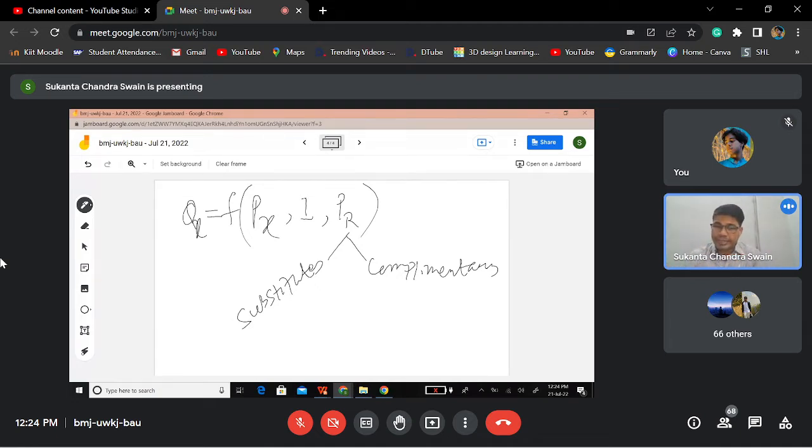Whatever example we cited, tea and coffee, they are substitutes. We can cite a complementary case now. Let's say ink's price increased. Price of ink increased. What will happen to the demand for fountain pen?